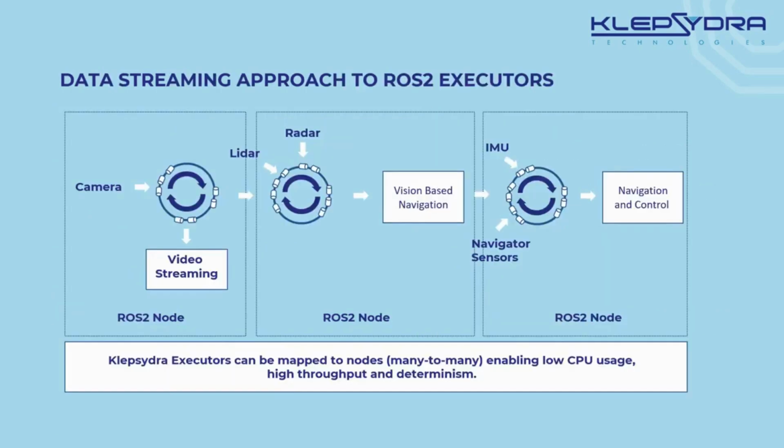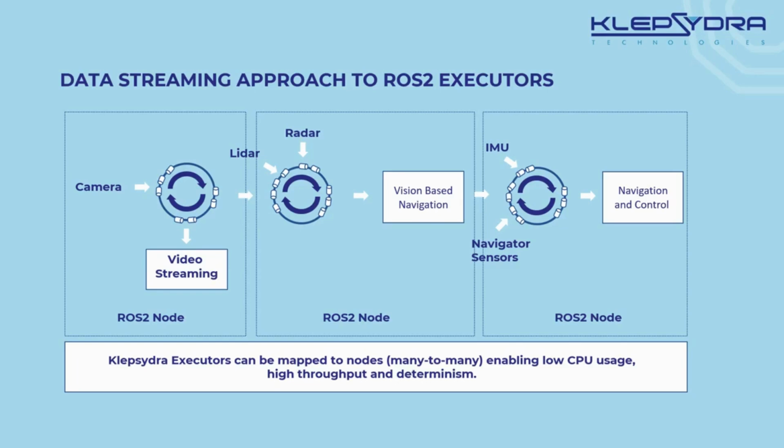A possible topology would look like this: a flow of executors connected, sharing data and executing different tasks within it. The first node, a multiplexer executor, would be in charge of collecting data from the camera, both for further processing and for video streaming. The second node collects the camera information and adds the information coming in from the lidar and radar, and all of it is fed to a vision navigation system.